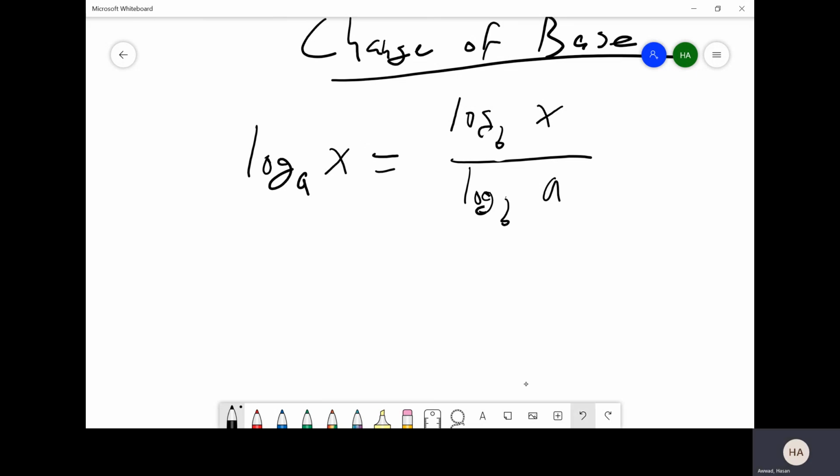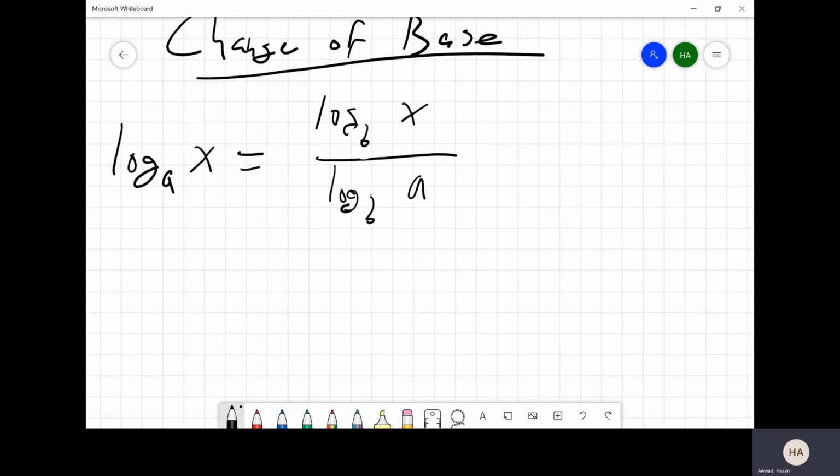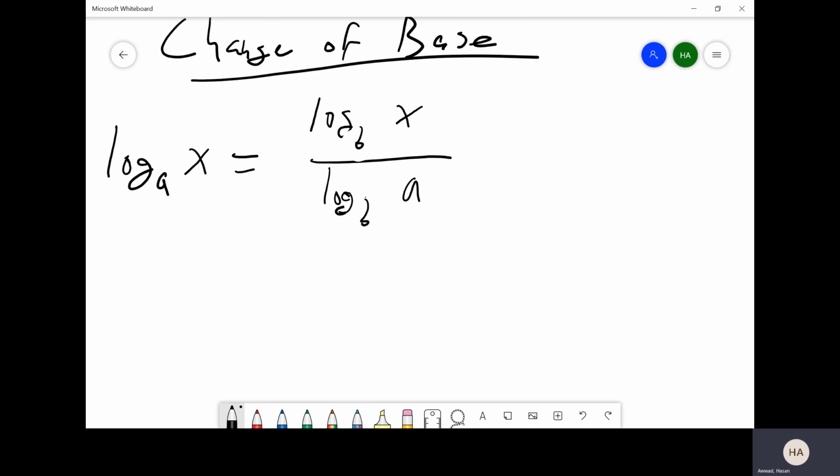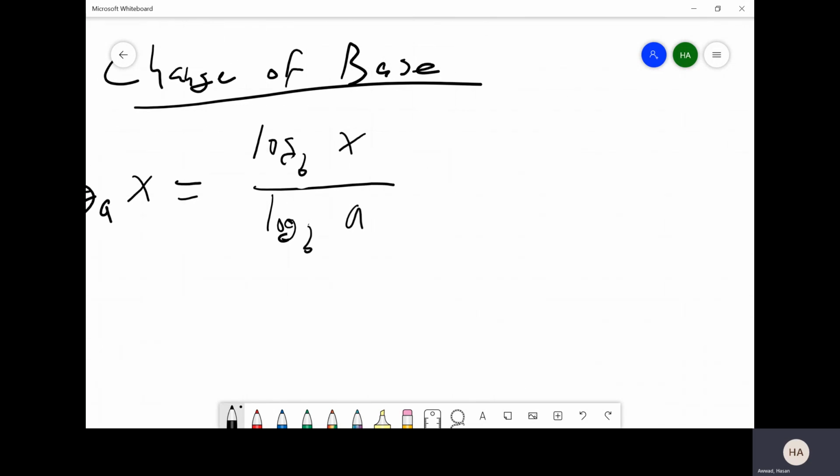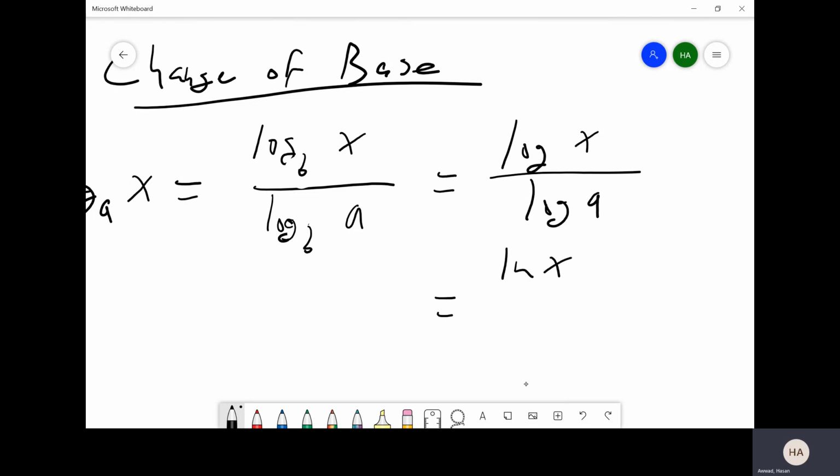Okay, let's get some practice in with using change of base here. Once again, if you wanted to change it to be in terms of base 10, so a common log, you could just say log of x over log of a. And identically, you could do the same thing for natural log, where you would have natural log of x over natural log of a.